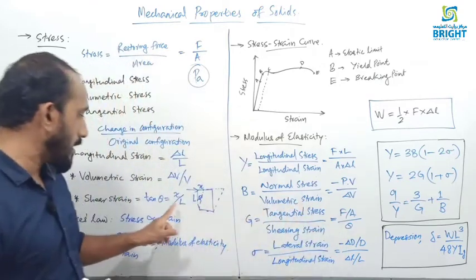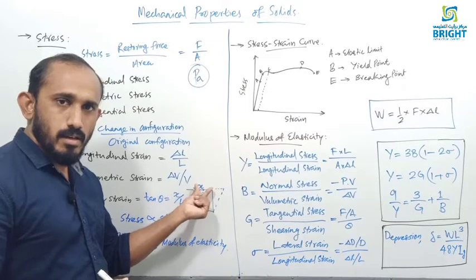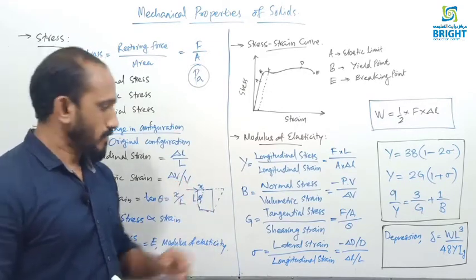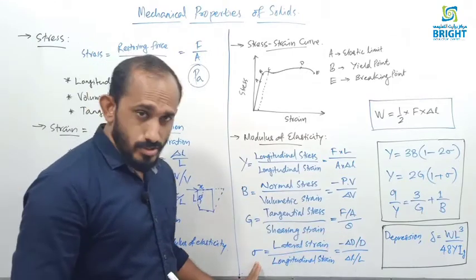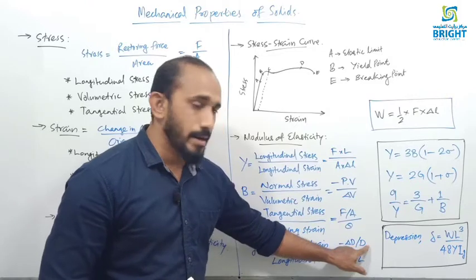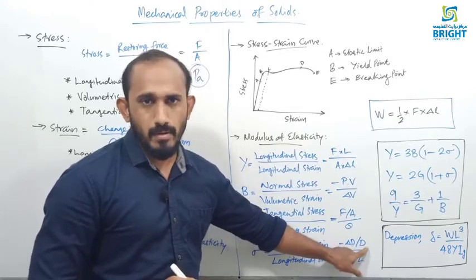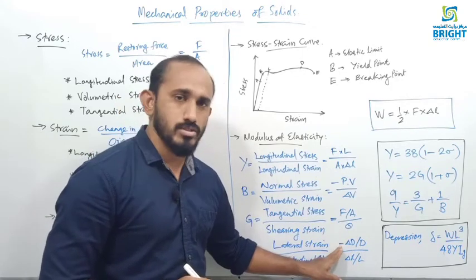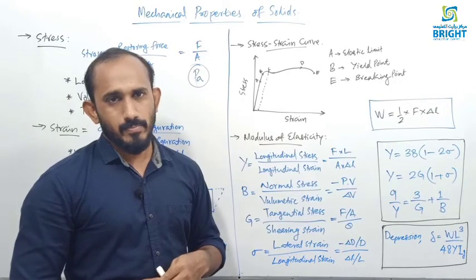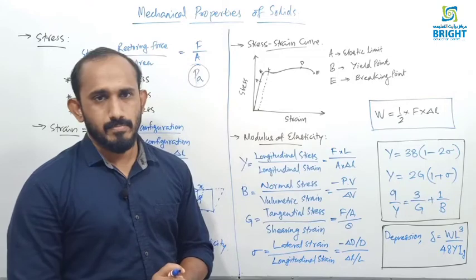That theta will be given by X by L, where X is the linear displacement for the vertical side and L is the length of the vertical side. Then Poisson's ratio is the ratio of minus delta D by D. This delta D by D is the lateral strain, the change in diameter to the original diameter. The negative sign shows that as the length increases, the change in diameter is decreasing, or vice versa. That decreasing nature is given by the negative.